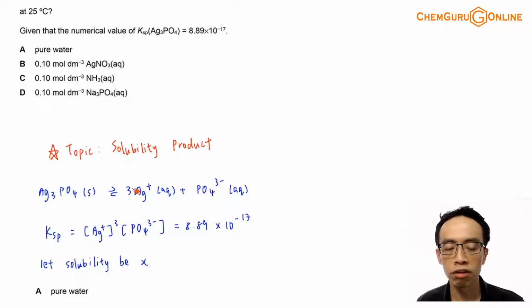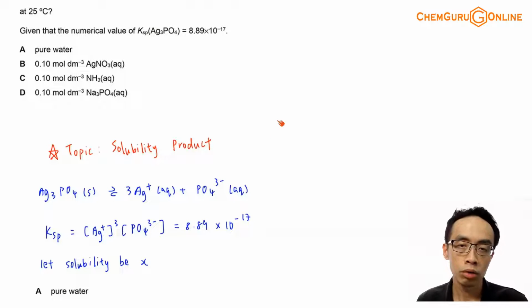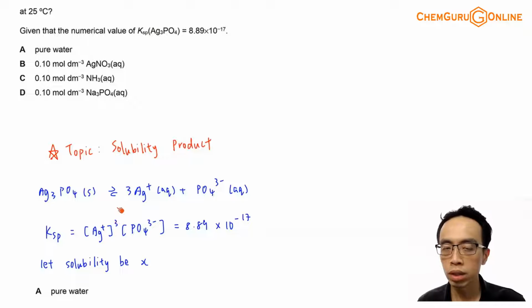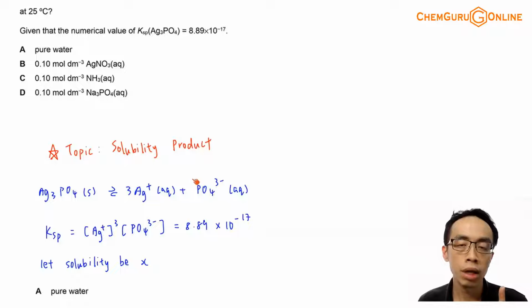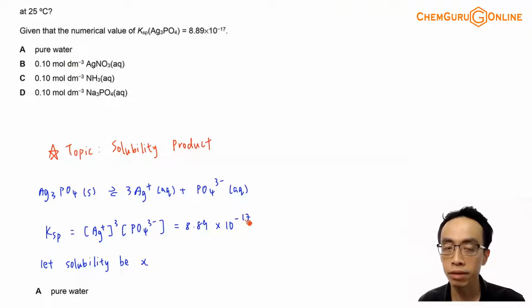Ag3PO4 will dissociate to give 3 Ag+ and 1 PO4 3-, and my solubility product or KSP term will just be the concentration of my products raised to the power of the coefficient. So KSP will be Ag+ concentration to the power 3, since I have 3 Ag+, times PO4 3- to the power 1, since I only have 1 PO4 3-. And the question tells me that the KSP value is 8.89 times 10 to the power of minus 17.